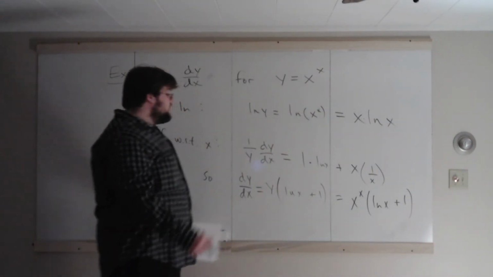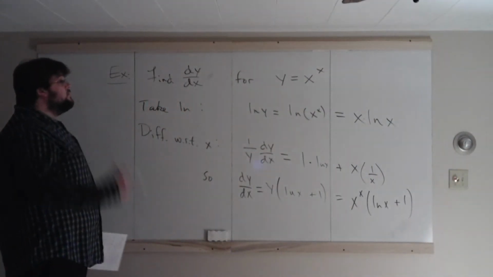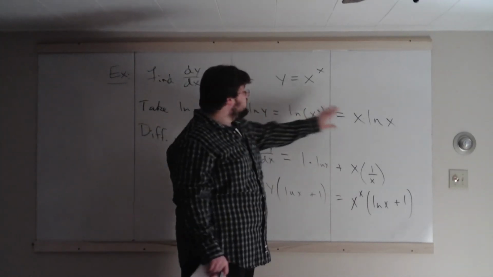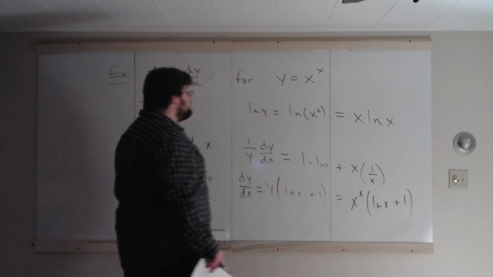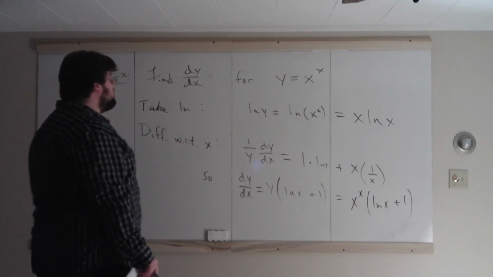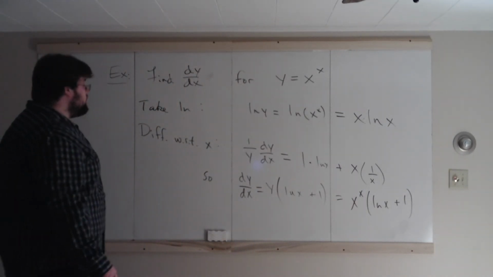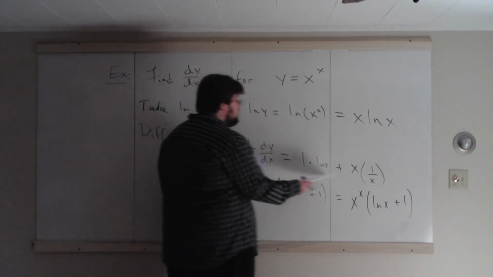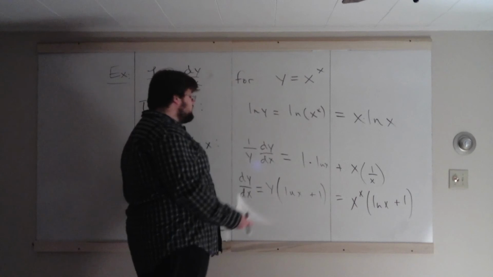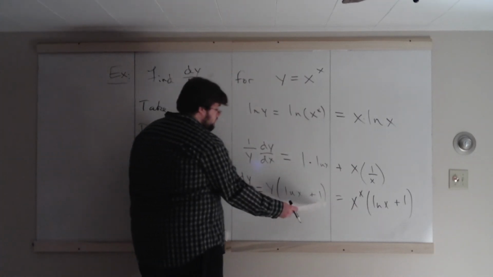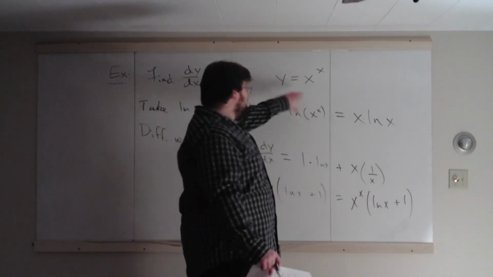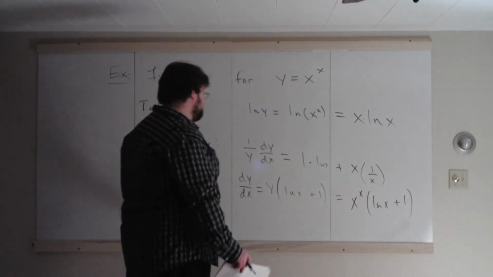So dy dx here. Introduce a logarithm. Introducing a logarithm turns that right side into a product. Then take the derivative using implicit differentiation. You get 1 over y dy dx. Use the product rule. Solve for dy dx, which we have here. And replace y with x to the x, because that's what y is.